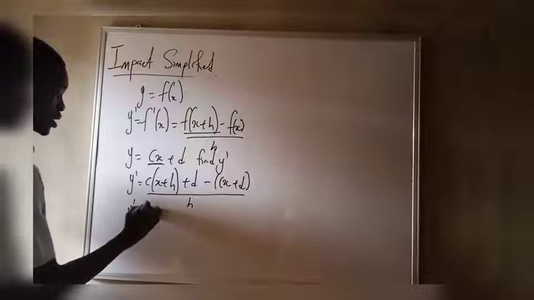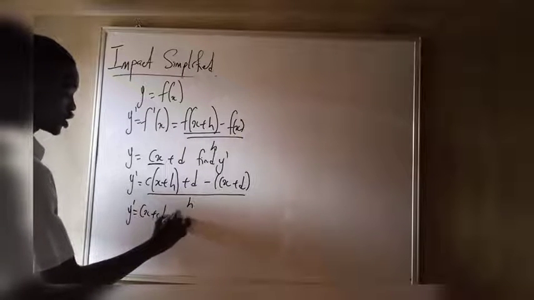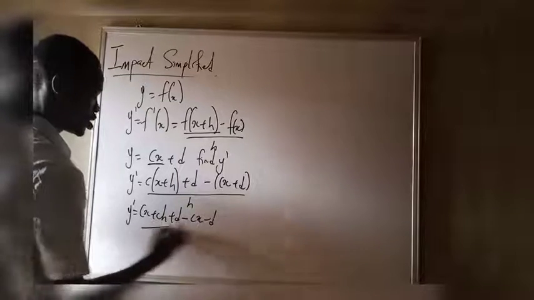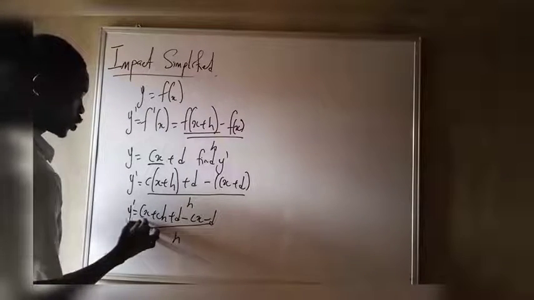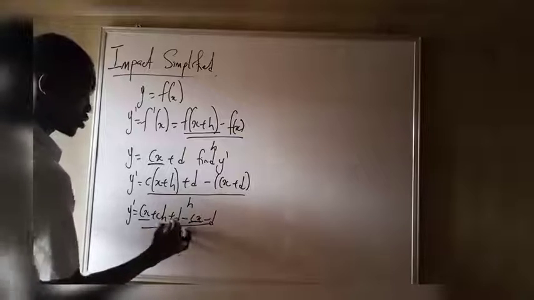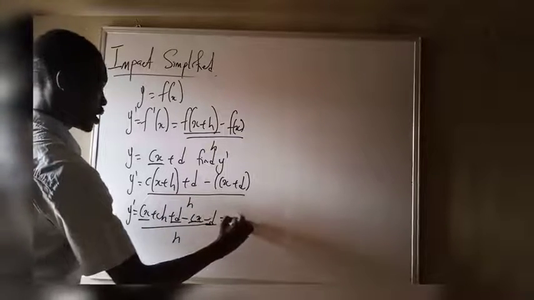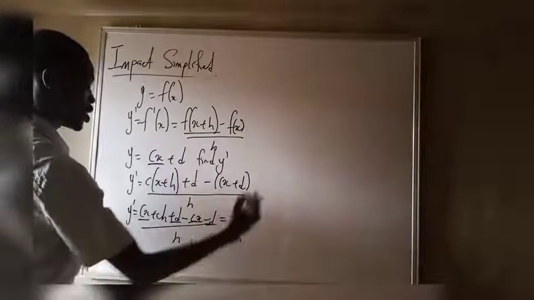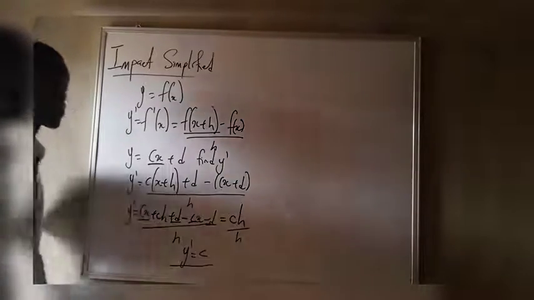This will give us y prime equals cx plus ch plus d minus cx minus d, over h. And what do we have? cx and cx will give us 0. d and d will give us 0. And that will give us ch over h. And what is our y prime? h will cancel h. That means our y prime is c.